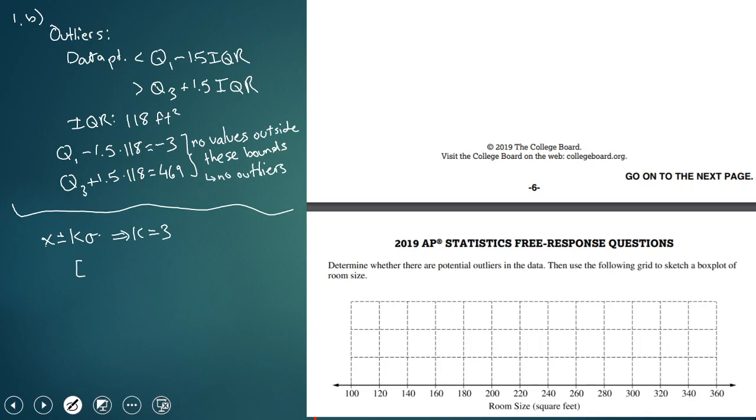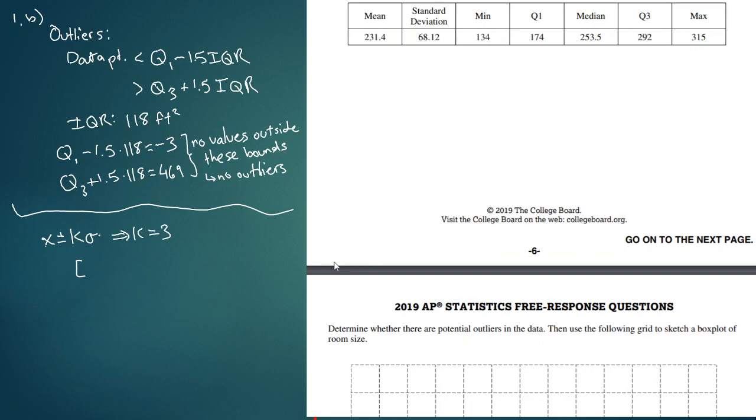And so then my boundary, if you take the mean minus 3 times the standard deviation, so 231.4 minus 3 times 68.12, I get 27.04. And then if I add, so 231.4 plus 3 times 68.12, I get 435.76. And so all the data points are also within this interval, and so we can see that there are no outliers. So just two helpful techniques for you to know regarding calculating outliers. The first one is the most common one, but the second one can be handy sometimes if you don't have the quartile data.